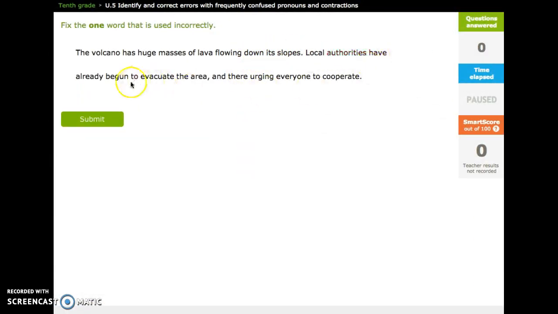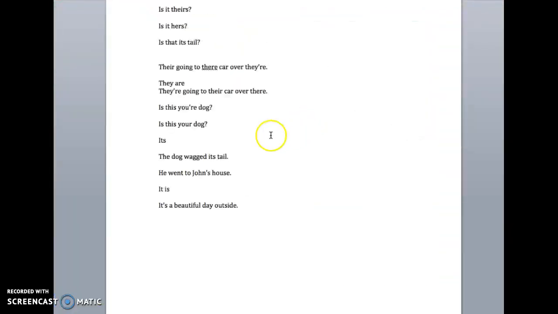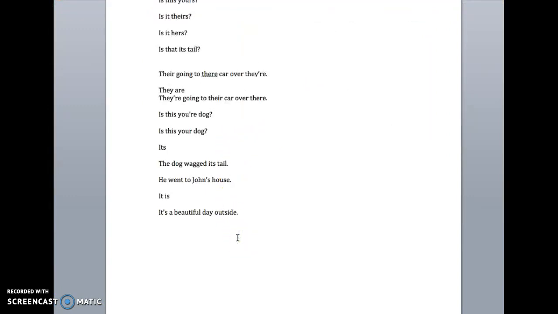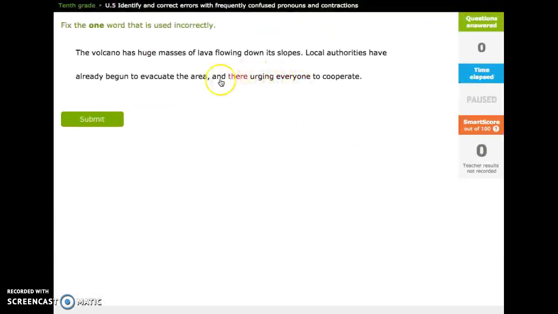Local authorities have already begun to evacuate the area and they're urging. So, this would be replaced with "they are urging," right? And remember, if we have "they are," then we can contract it. There. They chose the wrong "there" here.